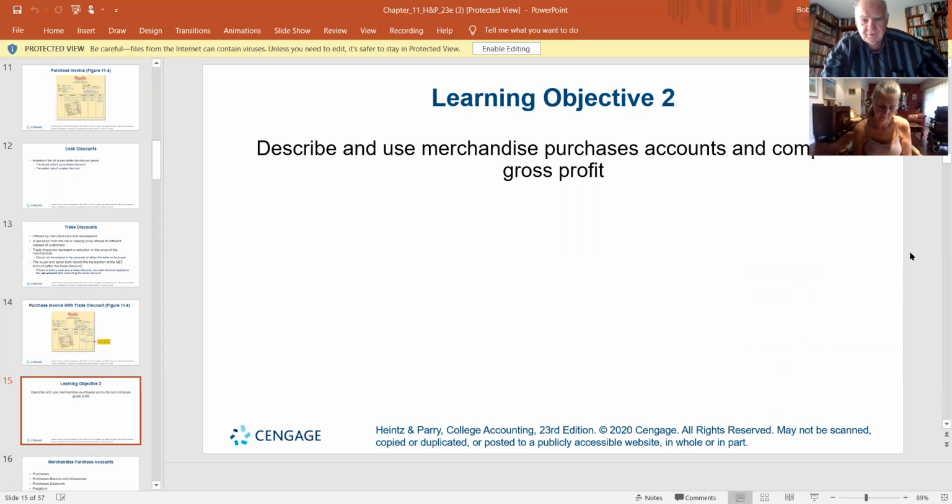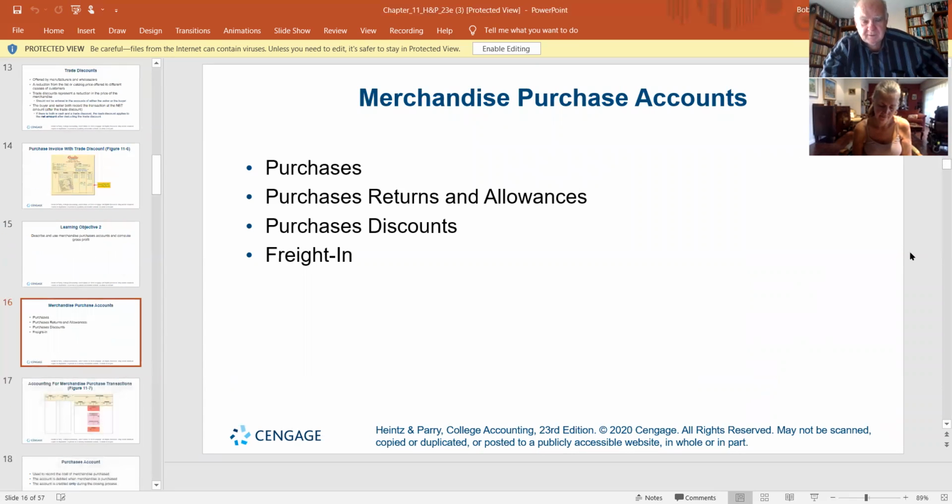So we're starting a new income statement here. Look at the accounts we have. Instead of sales, now we have purchases. We don't have sales returns. We have purchase returns and allowances, purchase discounts, and we're going to throw freight in. The freight charge becomes part of your purchases, part of the inventory, okay?